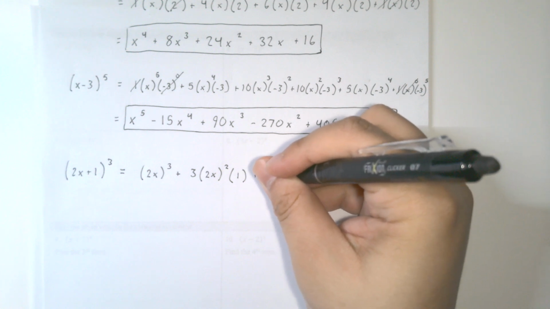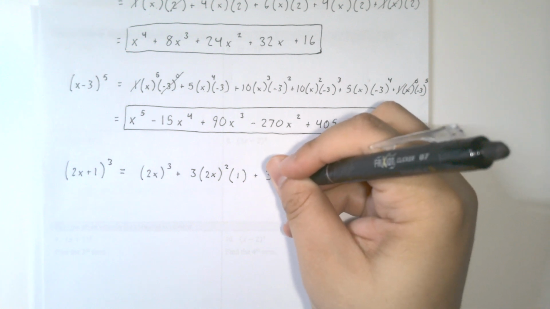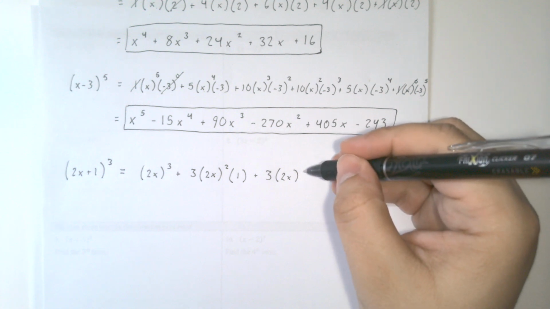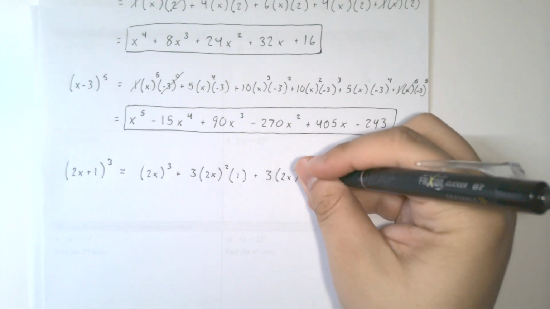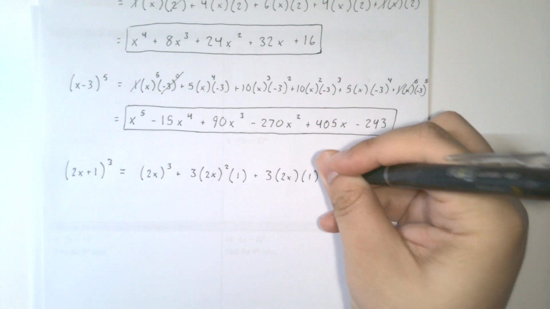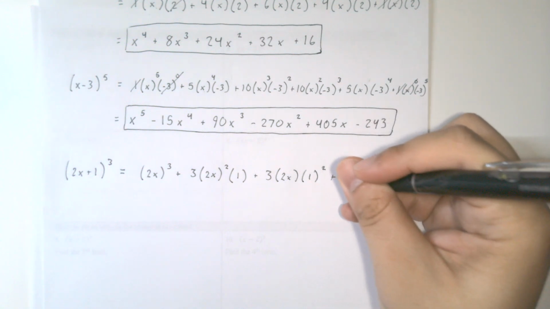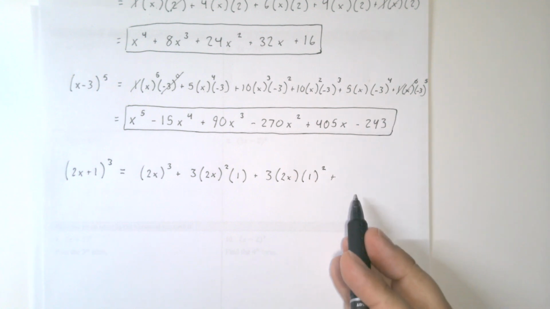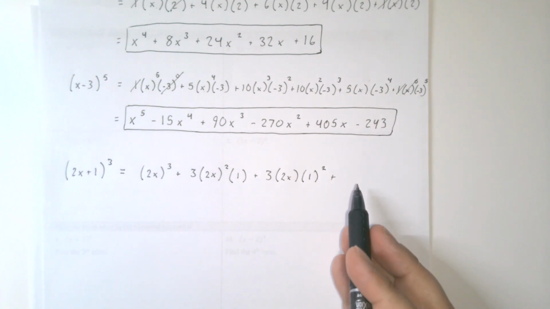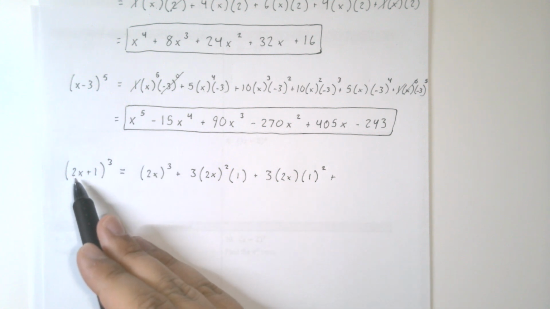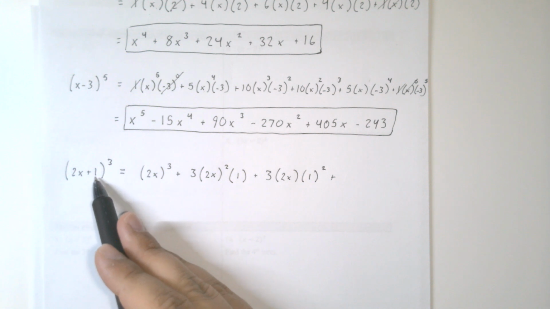The next coefficient we have is 3. This one's going to be 2x to the first, so we don't need to write the exponent. However, our b here, 1, is going to be squared, even though that'll be simplified to 1. And then for the last term, remember we have a leading coefficient of 1, and then this 2x is to the 0th, so we don't even need to write that. And then we just have 1 cubed.